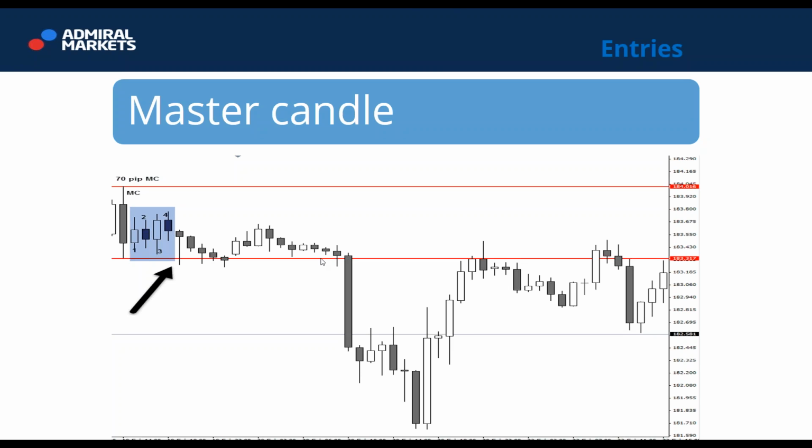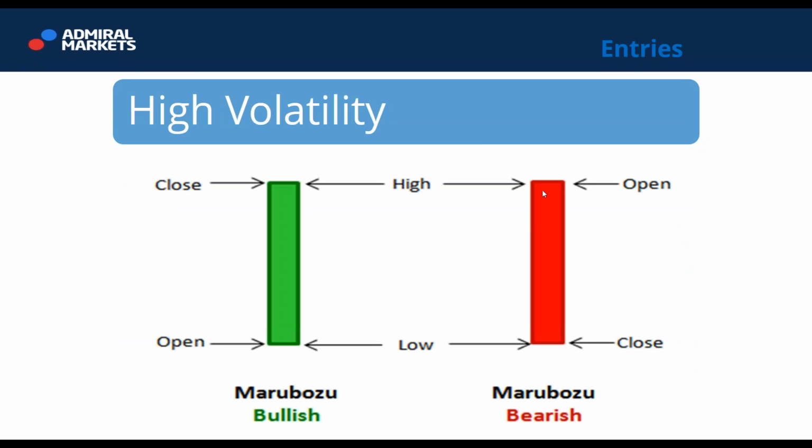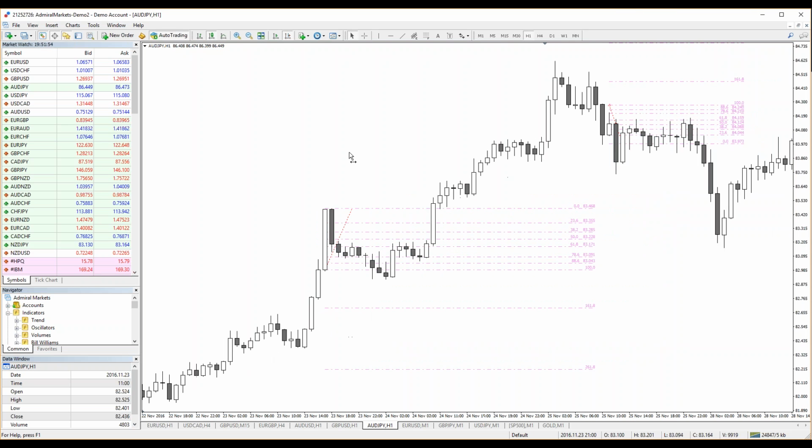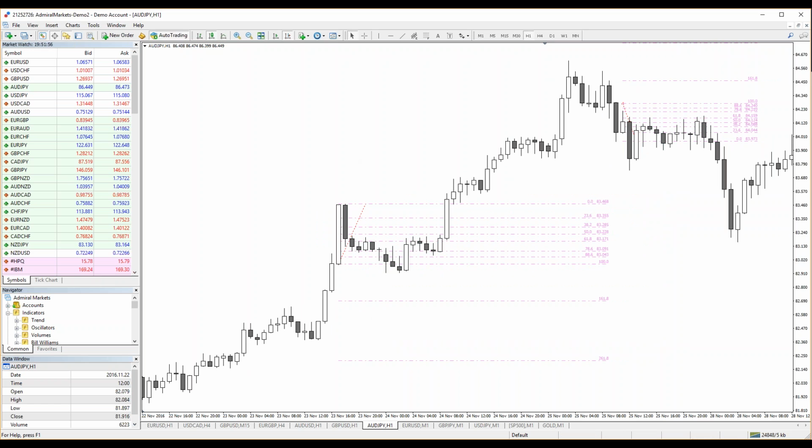So master candle, one of my favorite ways to trade, candlestick breakouts, completely naked trading, and very, very reliable, guys. And finally, high volatility. High volatility has also been a part of my practical naked trading teaching. High volatility trading, remember guys, we did a webinar on high volatility trading.